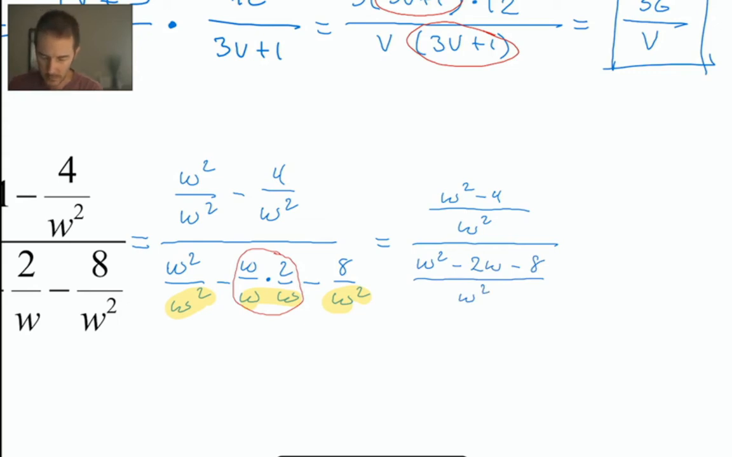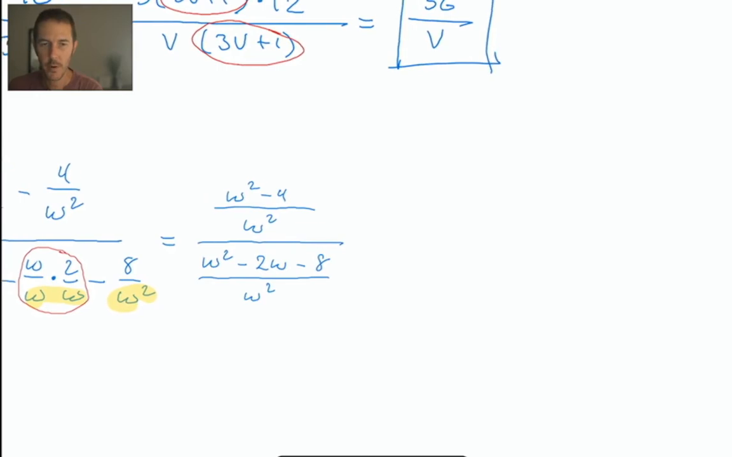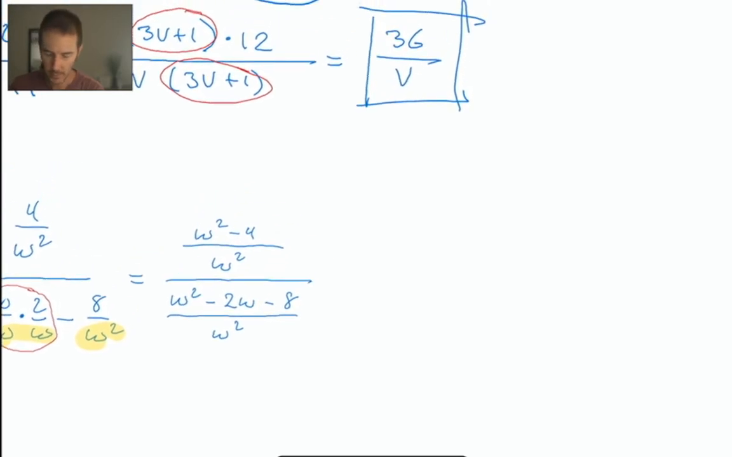Very nice. All right, so this w squared is this w squared. This w times 2 is this w times 2. And the 8 is the only 8 on the page, so it must be that one. Make sure that you're comfortable with how those pieces match up. And we now have a fraction divided by a fraction, so we can start on that next part of the process, which is the keep, change, flip part, or the multiplication by the reciprocal.